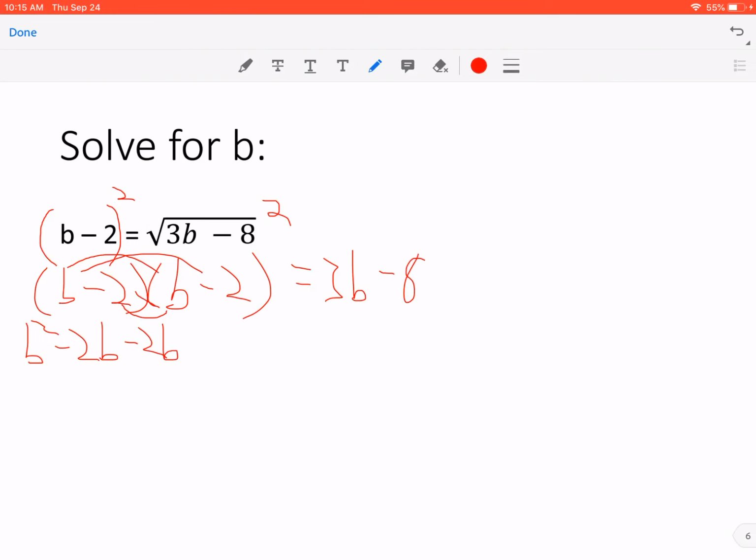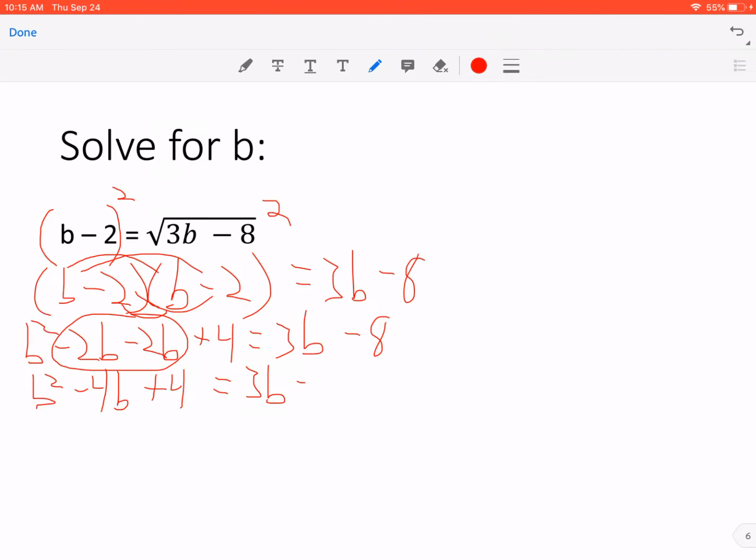This is perfect squares. Negative 2 times negative 2 is plus 4 equals 3b minus 8. Clean up these two. What's a minus 2b and a minus 2b? b squared minus 4b plus 4 equals 3b minus 8. Now, bring everything to one side. Get rid of the 3b. Get rid of the minus 8 by doing a plus 8.